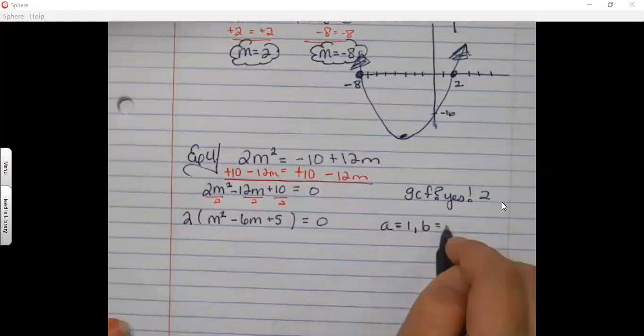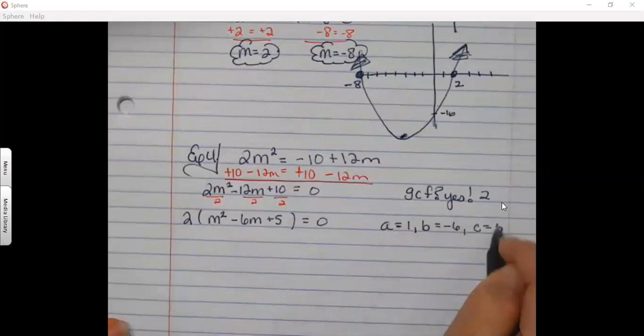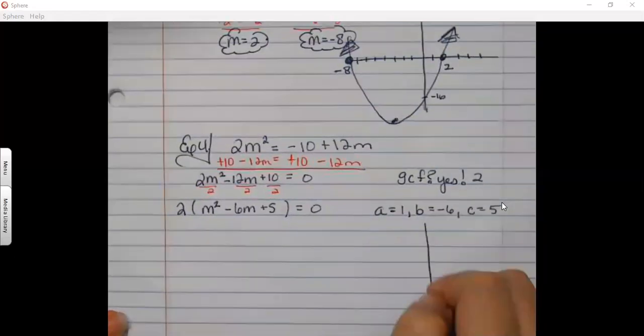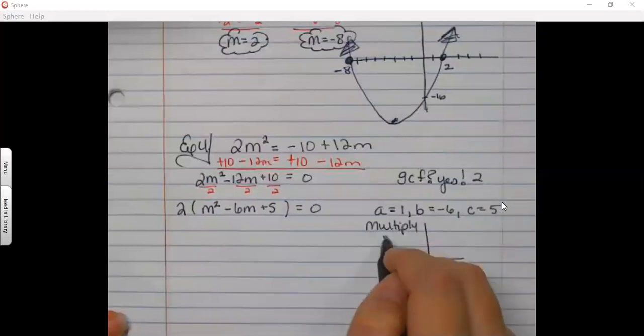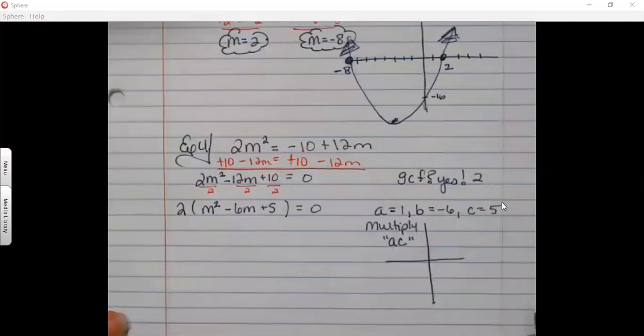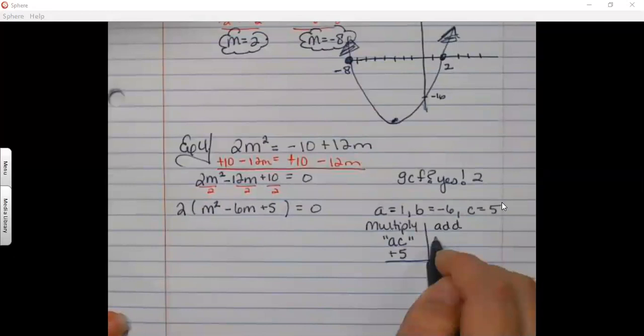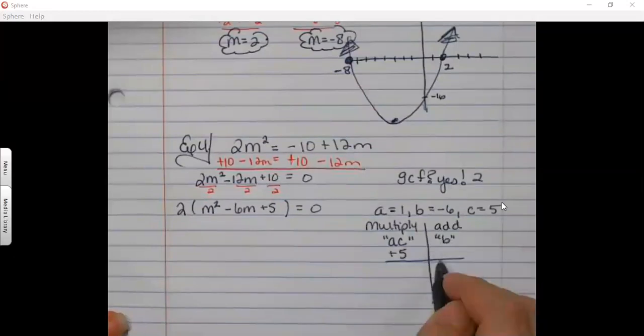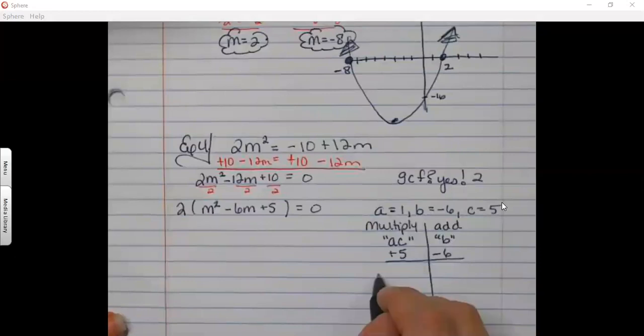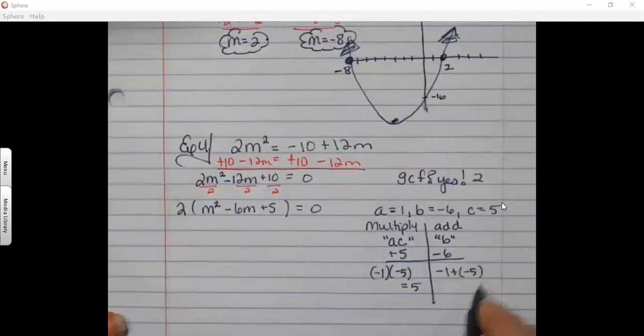So I need 2 numbers that multiply together to give me A times C. And what is A times C in this case? Positive 5. And on the right side, I want 2 numbers that add together to give me B, which is negative 6. Any ideas? Negative 1 times negative 5 is positive 5. And what's negative 1 plus negative 5? Okay, so that works. Everybody cool with the T-chart?